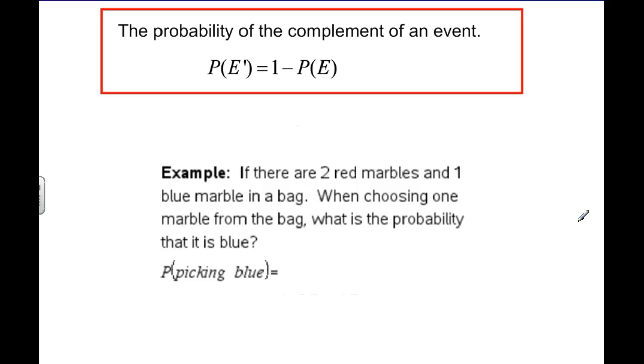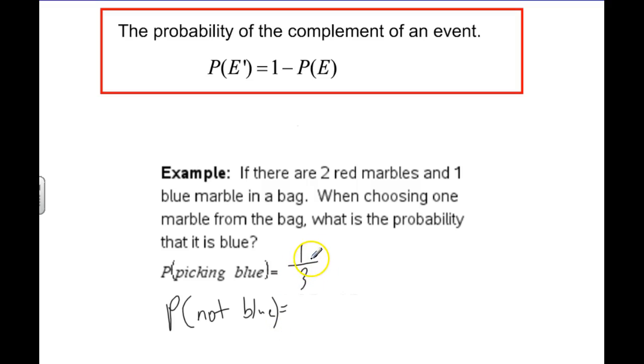Last idea is this idea of a complement. 2 things are a complement if they're the exact opposite. So look at this example here. What's the probability of picking blue is a very easy question. There would be 1 out of a total of 3 marbles is blue. But that's the complement of that. The complement of picking blue is not picking blue, or not blue. So what's the probability of not picking blue?